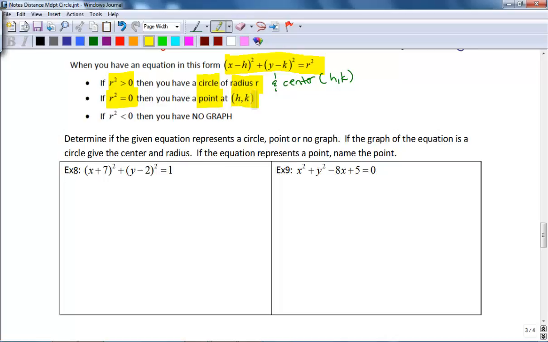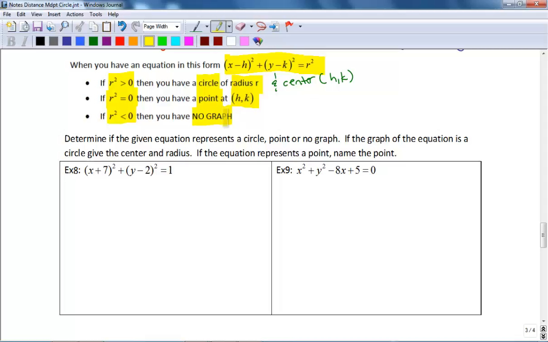That makes sense to us because if r squared were equal to 0, that would mean we'd be moving up, down, left, and right 0 units from that point, which would just make us a point. If r squared happens to be less than 0, then you don't have a graph. If r squared is a negative number, when I try to find a radius, I'm going to end up with an imaginary number, and I can't graph imaginary numbers.